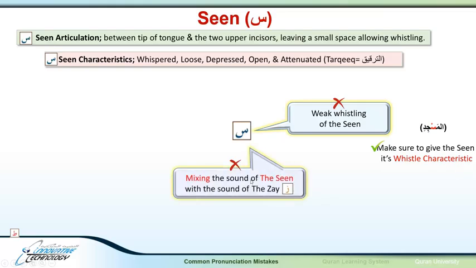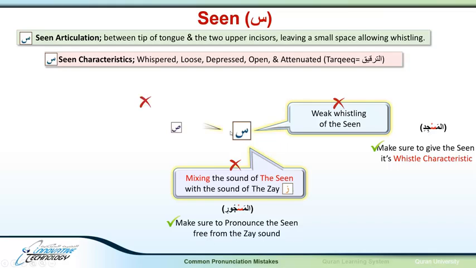Another example is mixing the sound of the sin with the sound of the zay. Example. Al-mazjur. So instead of the sin, we pronounce it as a zay. And this is wrong. The proper way of pronouncing it is like this. مسجور Masjur. You have to make sure to pronounce the sin free from the zay sound.